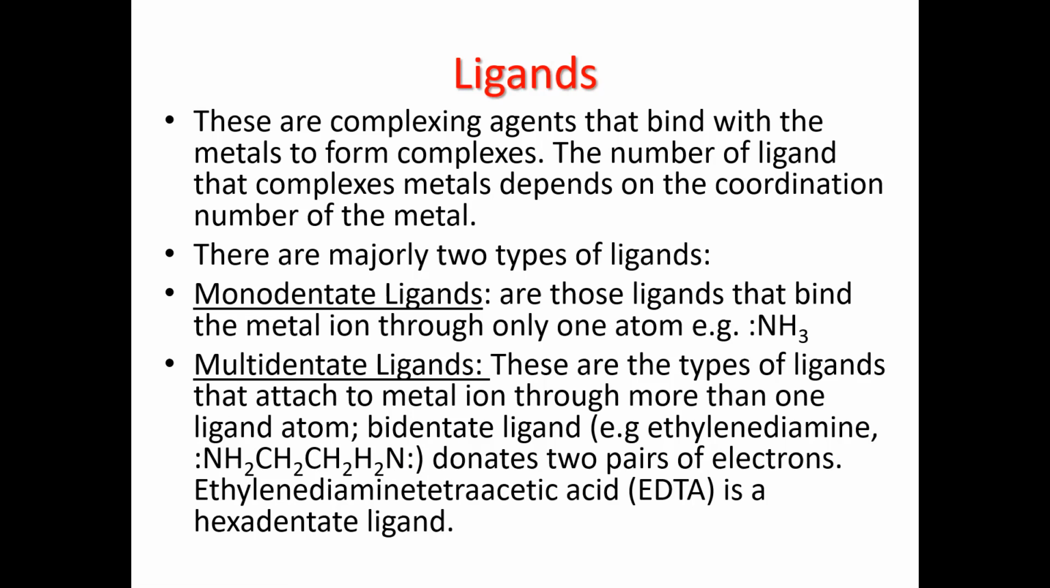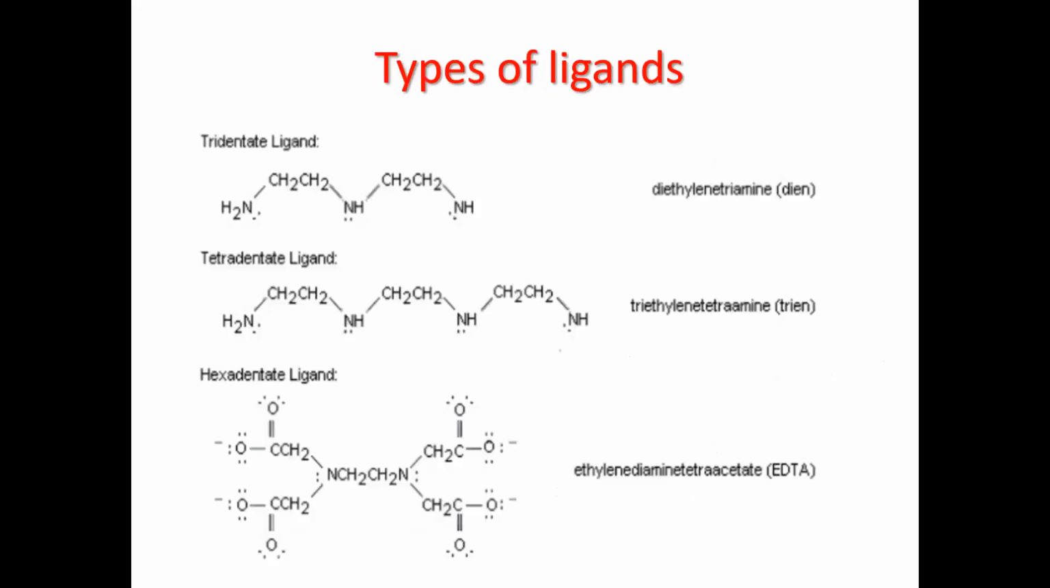So the sites of attachment are the two nitrogen atoms on the two ends of the molecule, meaning that two pairs of electrons will be donated by the two nitrogen atoms. Another multidentate ligand that is very common and popular is ethylene diamine tetraacetic acid, popularly known as EDTA. EDTA is hexadentate because it's going to bind to the metal ion at 6 different sites. We look at the structure of that shortly. So these are the other examples.